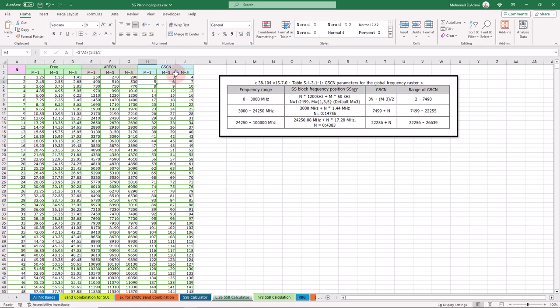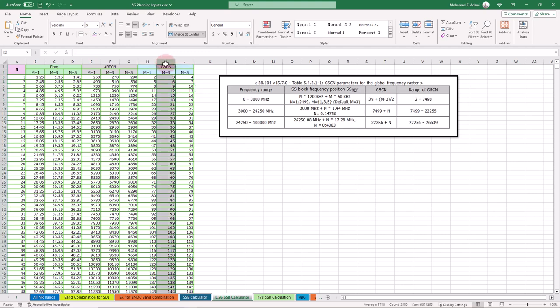Then the last one would be about the GSN, how to calculate the GSN. The GSN simple way around is 3 multiplied by n, which is 2, for example, here. Then plus m, where m can be 1, 3, or 5. Then (m minus 3) divided by 2. This is how you calculate your GSN.